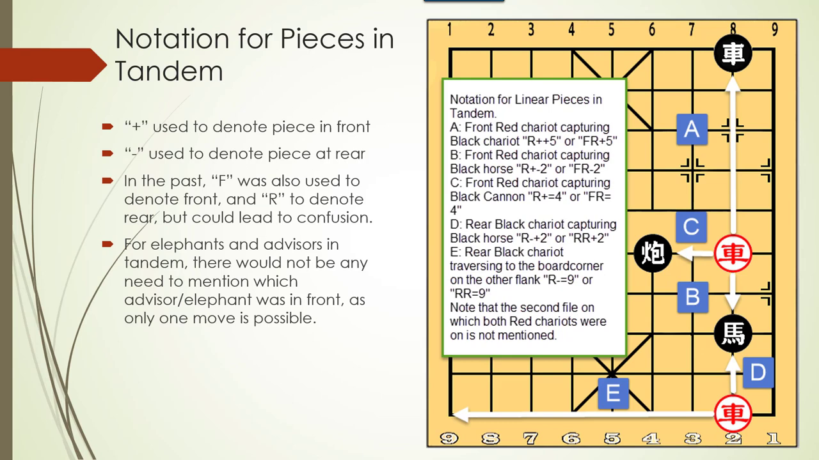Finally, for pieces in tandem, that means when there are two pieces in the same file, the notation will be changed a little bit. In the past, you could use either another plus sign or F to refer to the piece in front. For the piece at the back, R would be used to refer to the piece behind or the rear. So in this example, for the red chariot to capture the black chariot, it will be R++5, whereby the R+ refers to the chariot in front. There would be no need to refer to the file in this situation because they can only exist on only one file.